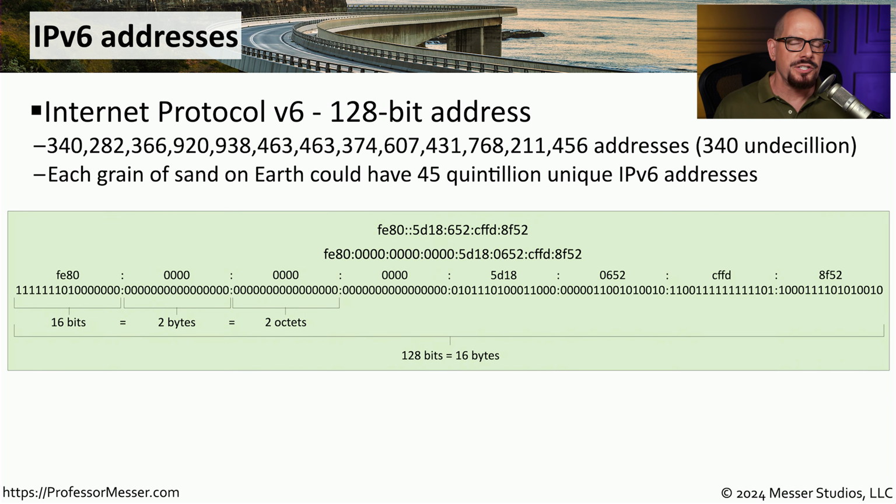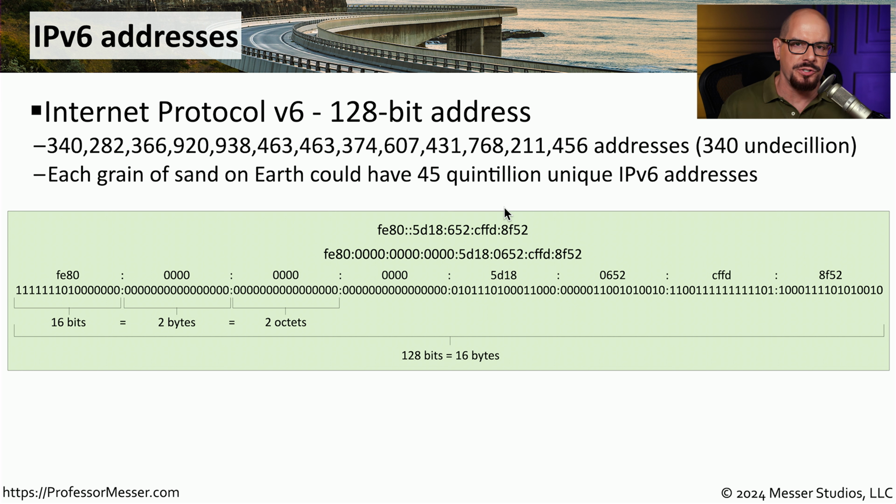IP version 4 addresses are 32 bits in length. IP version 6 addresses have a 128-bit address, which gives us a much larger address space to use when we're assigning these addresses to all of those many devices on the internet. Another way to visualize this would be to say that every grain of sand on Earth could have 45 quintillion unique IP version 6 addresses. You can see that this larger address space with IP version 6 resolves that IP address constraint that we have with IP version 4.